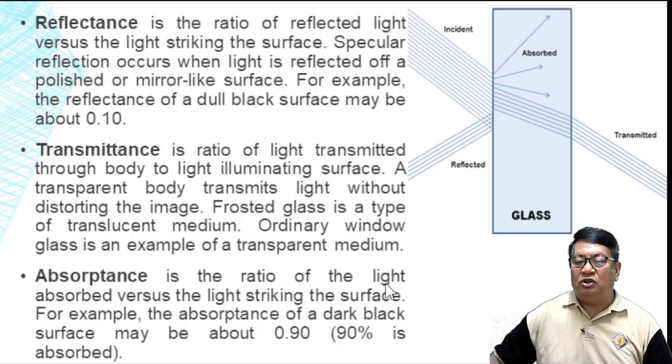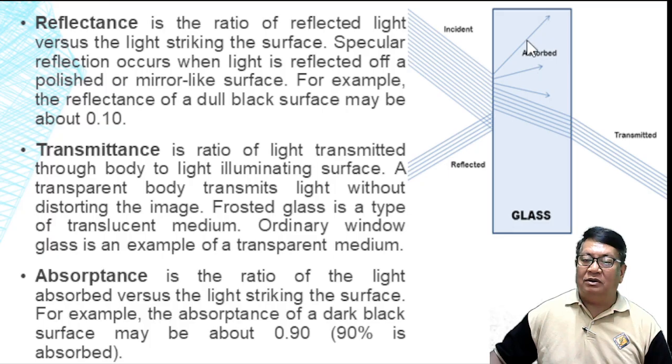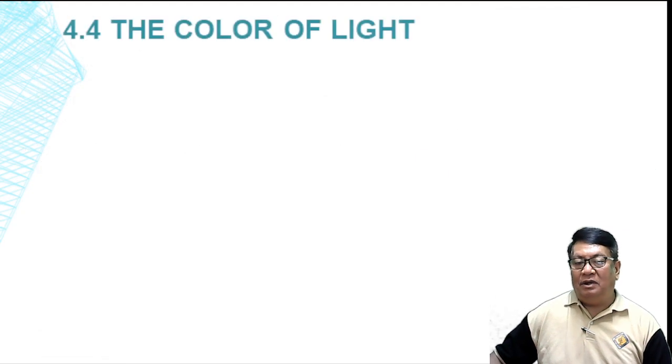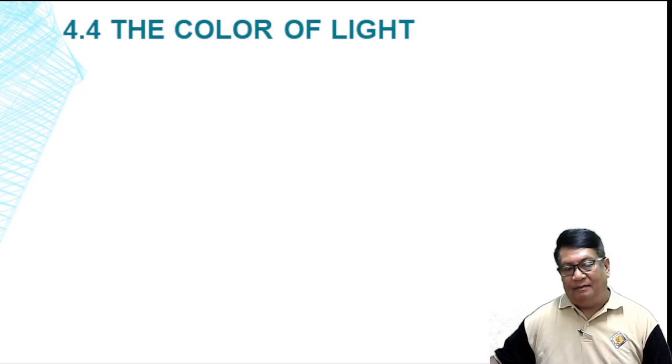Then we have also the absorptance. It is the ratio of the light absorbed versus the light striking the surface. So whatever amount of light is absorbed by the surface, for example this glass, this is called absorptance.